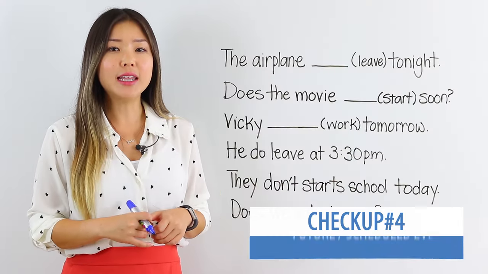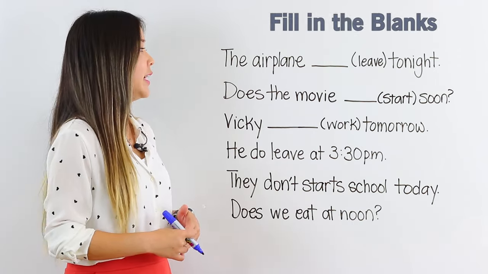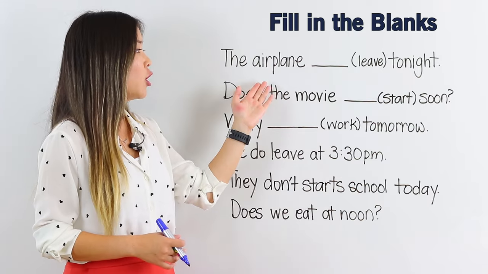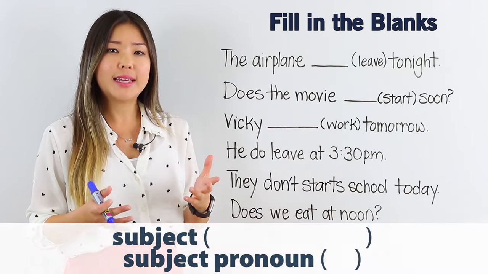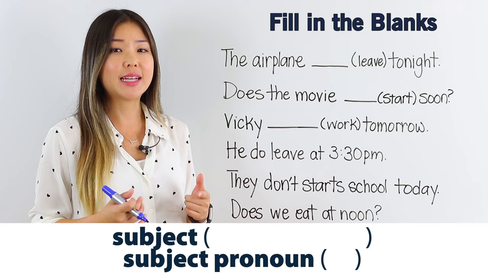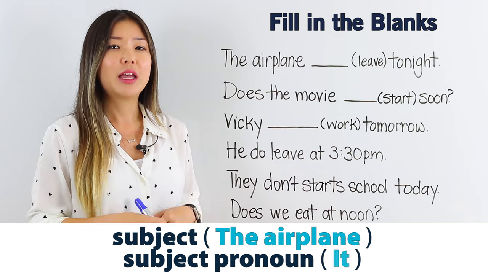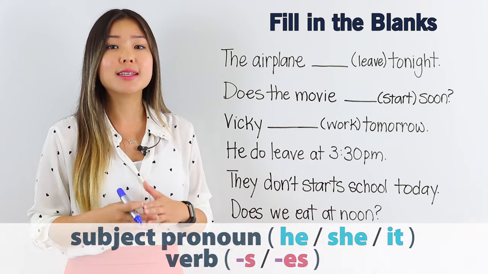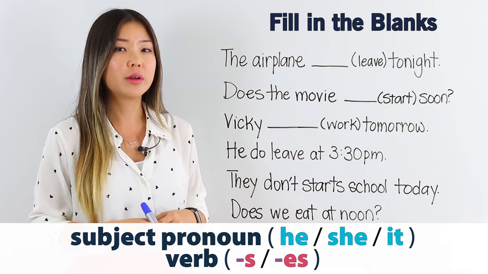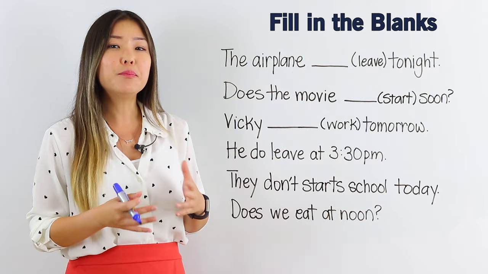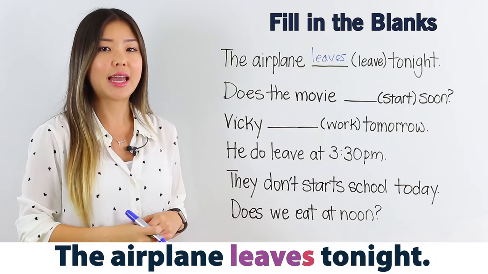In this checkup, we'll take a look at how the present simple tense can be used to describe future events. Take a look at the first sentence. It says the airplane blank tonight, and we're looking at the verb leave. What is the subject of this sentence? The correct answer is airplane. What subject pronoun do we use for airplane? It's it. Remember, in the present simple tense for he, she, it, we add an S or ES to the verb. The verb here is leave, so we simply add an S. The correct answer is the airplane leaves tonight.